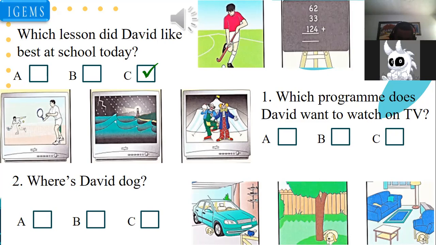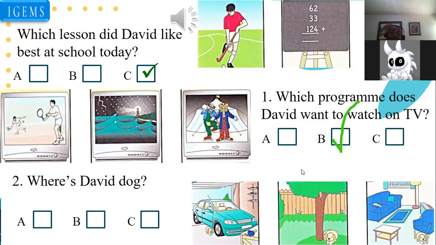1. Which program does David want to watch on TV? Can I watch television in half an hour? Which program do you want to see? The one about the circus again? Not that one. It's a program about storms. We're learning about them at school. All right. And I must remember, there's tennis at 7 o'clock. I want to watch that.